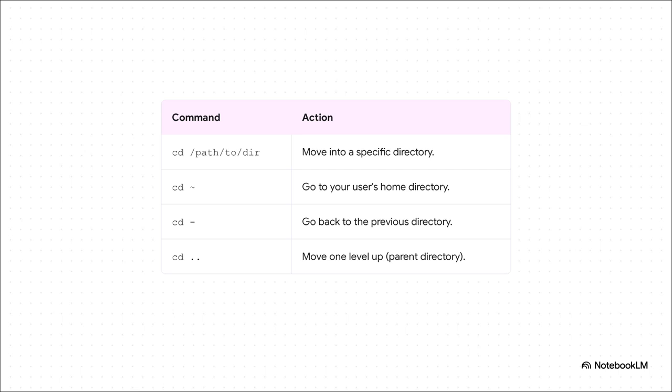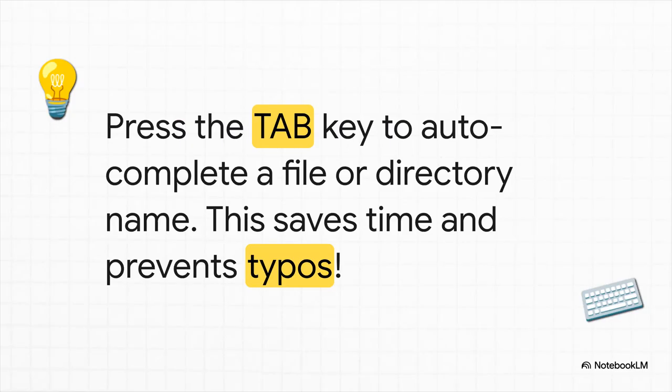Super handy. And here is a tip that will immediately make you feel 10 times faster. Start typing a directory name, hit the Tab key, and the system just finishes it for you. It's not just about speed. It gets rid of typos, which, let's be honest, are a huge pain when you're just starting out.